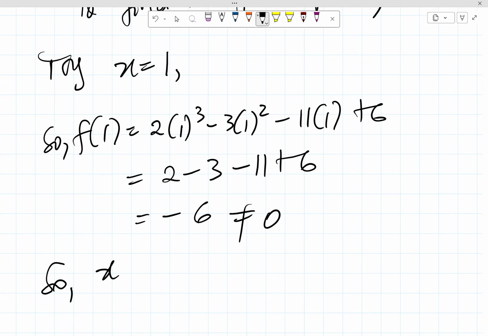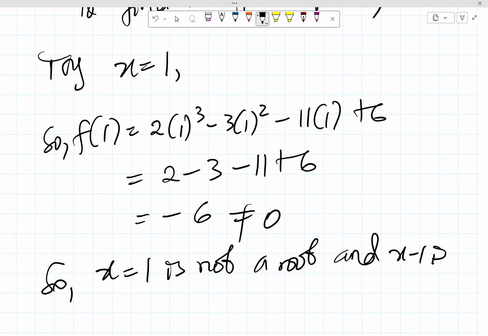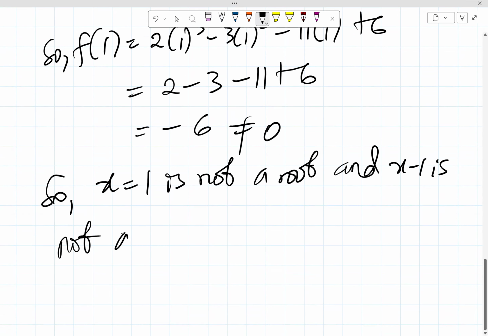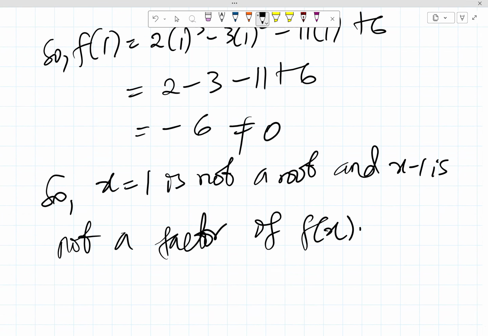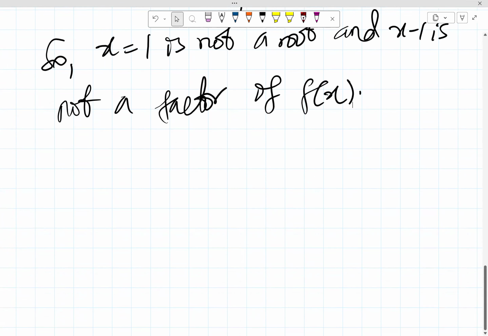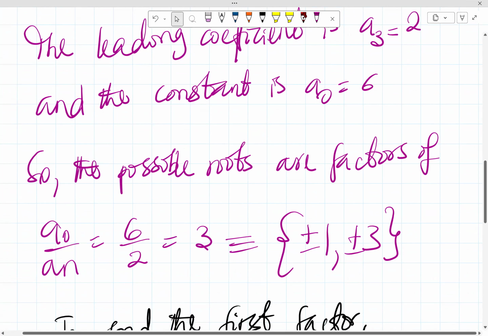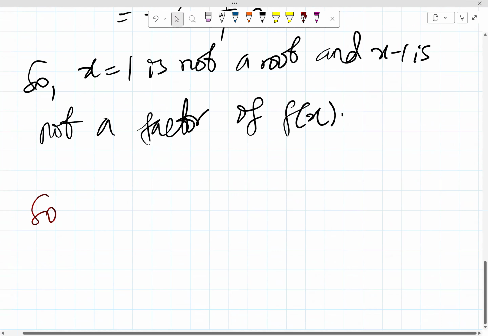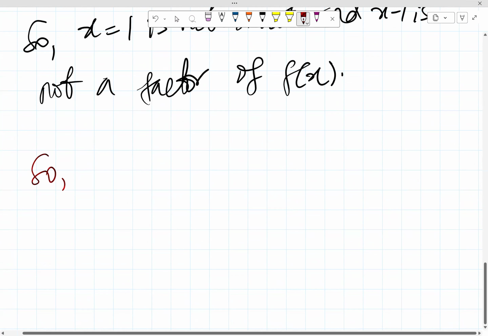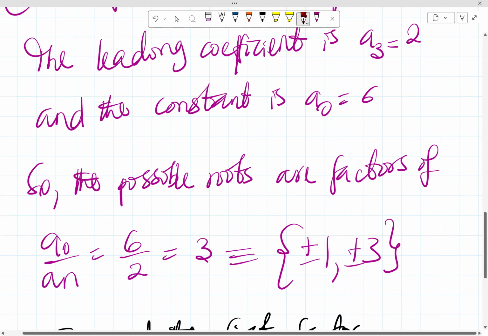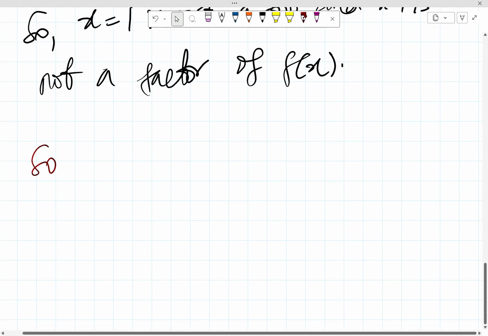So x equals 1 is not a root, and x minus 1 is not a factor of f of x. Okay, so that ends at that. Then we can try minus 1. That's another possibility. What this helps you to do is that you don't try anything outside of this. You don't waste your time trying anything that is not a possibility. So again, now what we try.